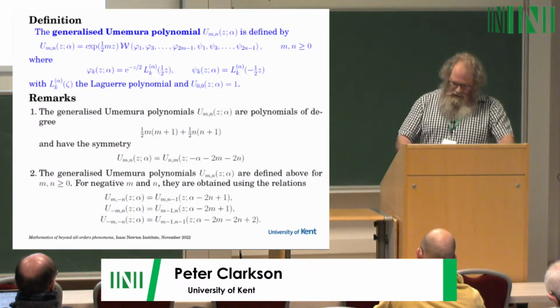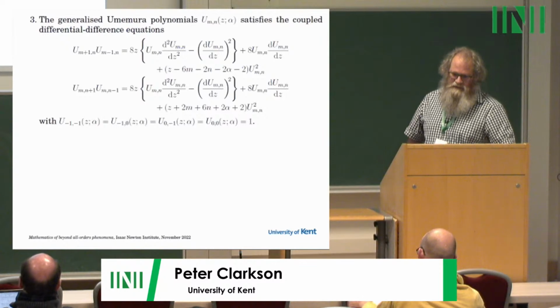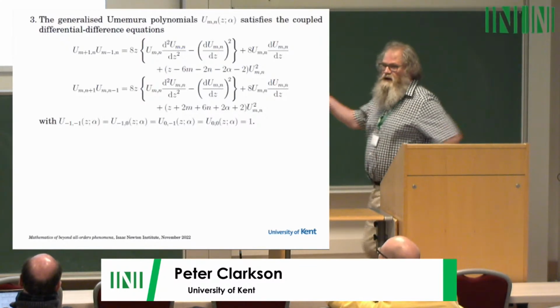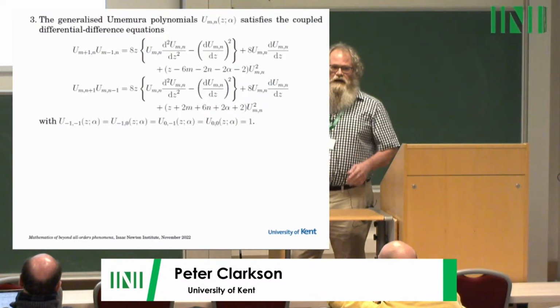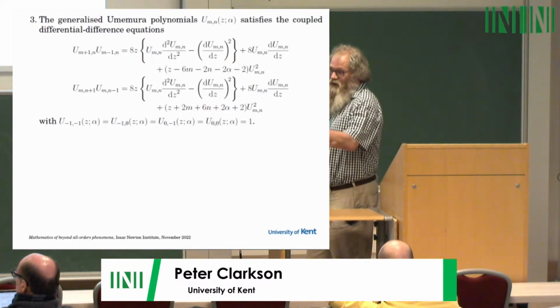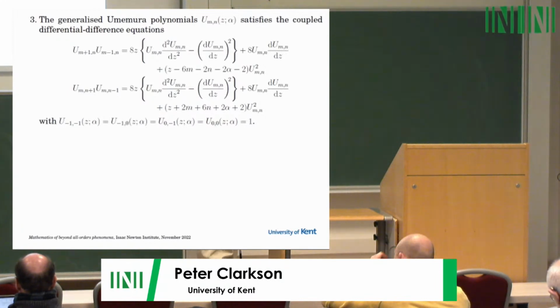The reason you know there are going to be negative integer solutions as well is because they satisfy coupled differential difference equations, and from these you can go the whole way for m and n to be integers, not just positive integers. Then just by looking at the symmetries, you can work out how you're going to get between the two lots. So you can actually work this all out.